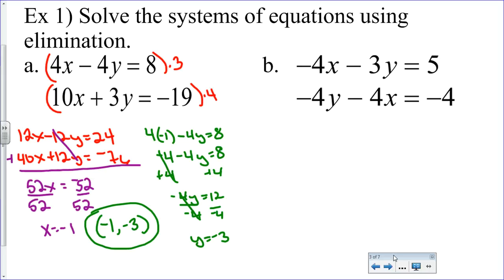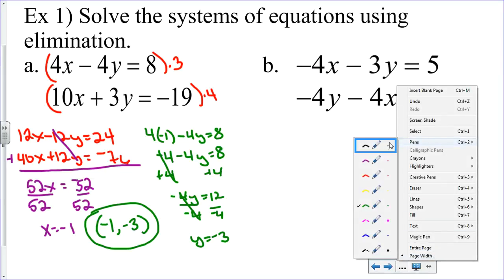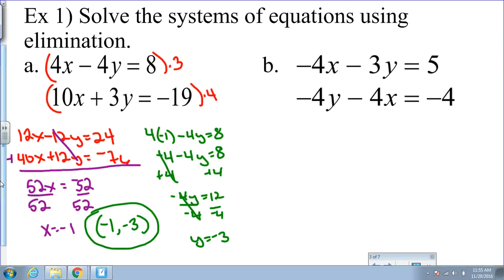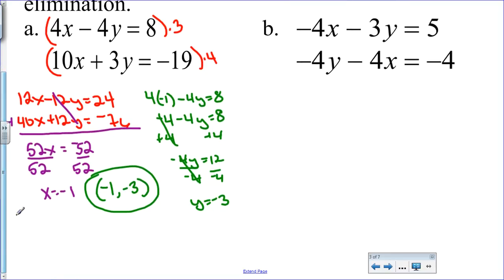I'm going to plug this in quickly at the bottom. I'm going to plug it into that second equation just to make sure it works. So I'm going to do 10 times negative 1 plus 3 times negative 3 and make sure that it's equal to negative 19. 10 times negative 1 is negative 10. 3 times negative 3 is negative 9. And negative 10 plus negative 9 is negative 19. So that works out.